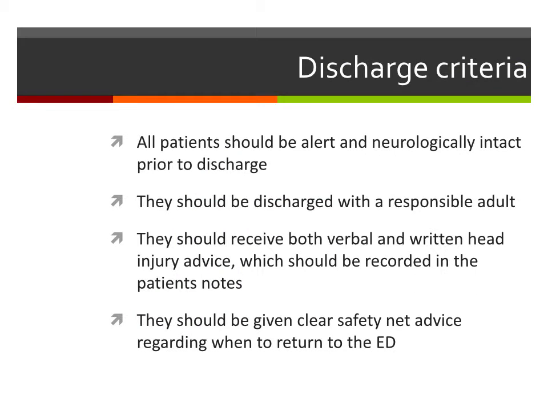When discharging a head injured patient from the emergency department, it's important that they meet the following criteria. The patient should be alert and neurologically normal prior to discharge. They should be discharged with a responsible adult. They should receive both verbal and written head injury advice, which should be recorded clearly in the patient's notes. And they should be given clear safety net advice about under what circumstances they should return to the emergency department. These criteria are documented in the head injury advice leaflet in the emergency department, and you should familiarise yourself with these features in this advice.